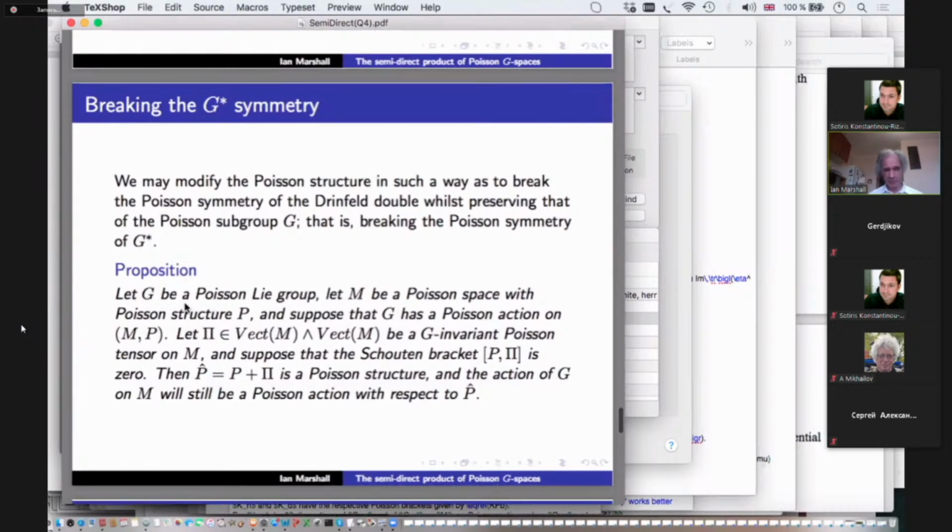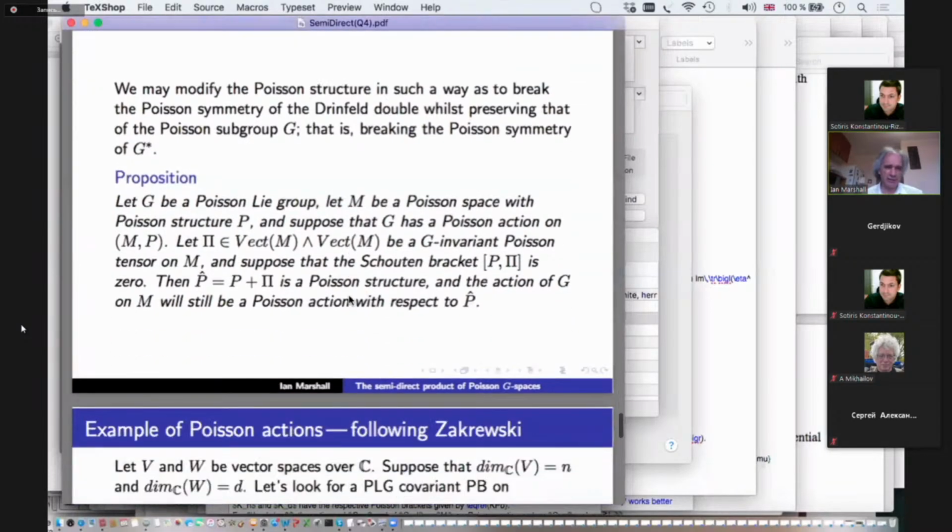So suppose we have a Poisson Lie group G, and let M be a Poisson space with Poisson structure P, and suppose that G has a Poisson action on M with P. Now let's suppose that this pi is a bivector which is G-invariant, and it's Poisson. And suppose that the Schouten bracket between pi and P is 0. In that case, this sum is a Poisson structure, and the action of G on M will still be Poisson with respect to P hat. But it was not stated that this was G star invariant, and so we generally expect that we've lost our G star symmetry. So M, which used to have a Poisson action of D on it, now only has a Poisson action of G on it.